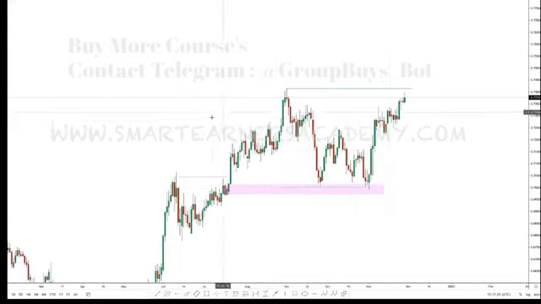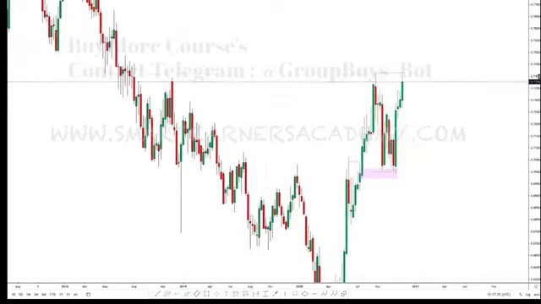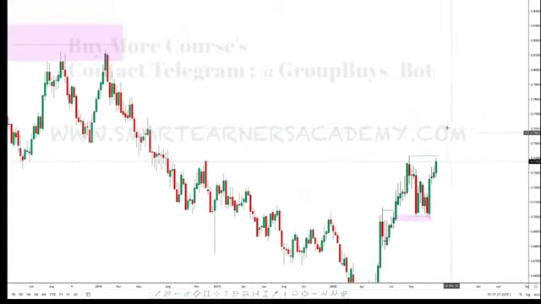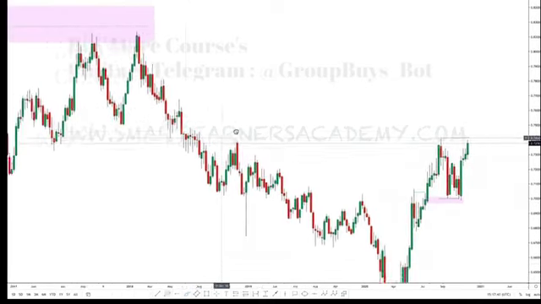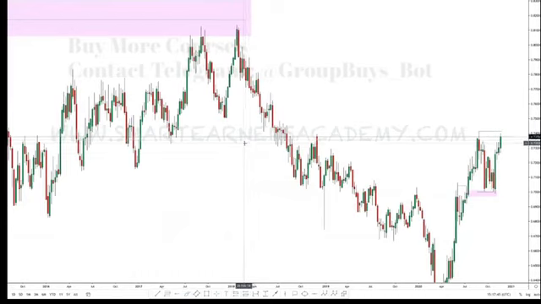Okay, so this is it. Now, like I said, we'll also anticipate possible rejection points. So let's look left now at this point, and let's examine this area.